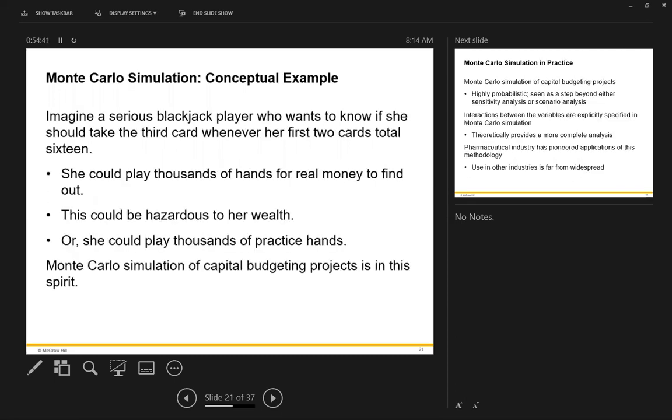Okay, so imagine a serious blackjack player, which I love blackjack, who wants to know if she should take the third card whenever her first two cards total 16. She could play thousands of hands for real money to find out. But this could be hazardous to her wealth. So what does she do? She could play thousands of practice hands. And that's what the Monte Carlo simulation does. It's in that same spirit. We're going to look at, if we do this in a simulation, what will be the outcome?